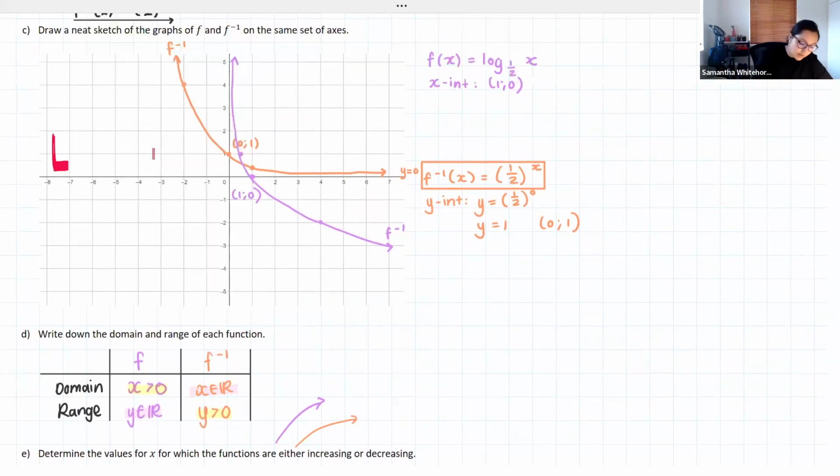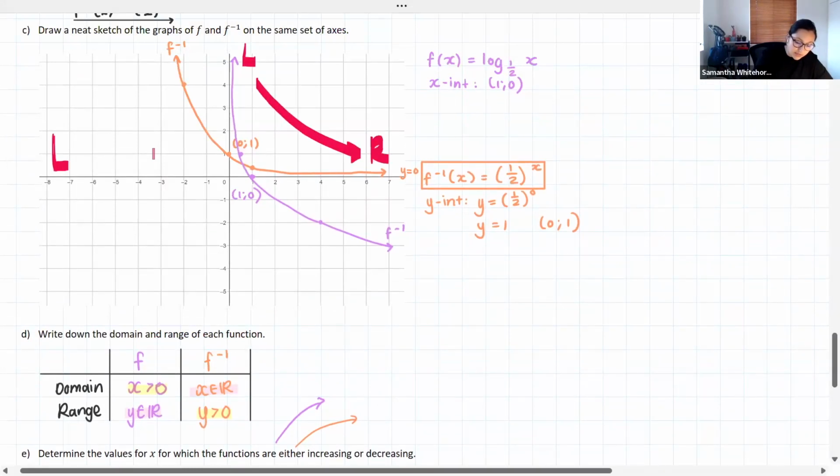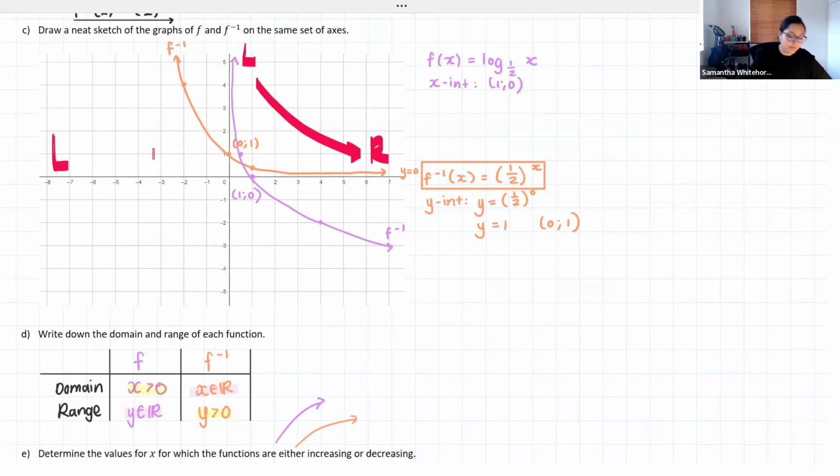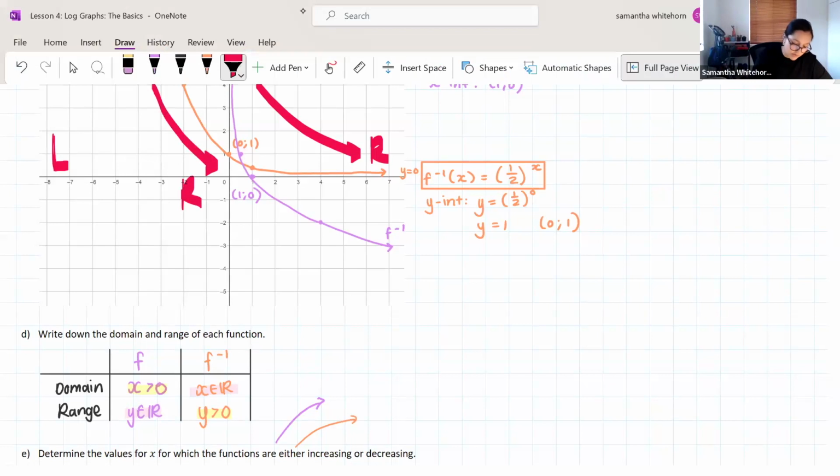So if I start with my original graph, here I am on the left. As I read to the right, what I see is that my graph is decreasing. The same is actually true for my inverse. Here I am at the left. When I read to the right, my graph is actually decreasing. So both of these functions are decreasing, but it asks for which values of x.